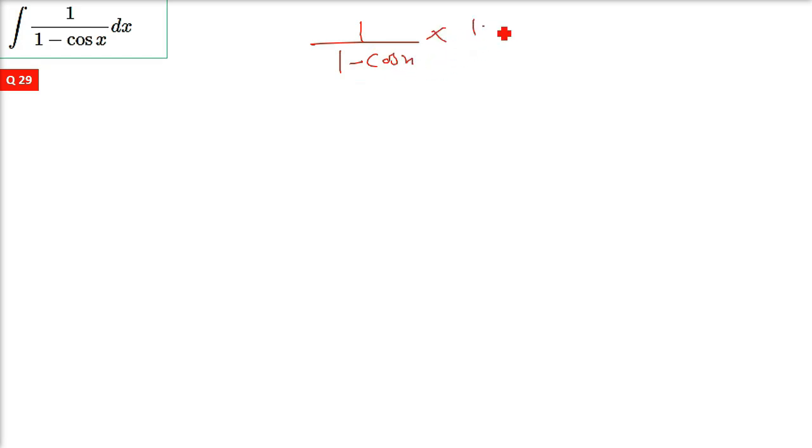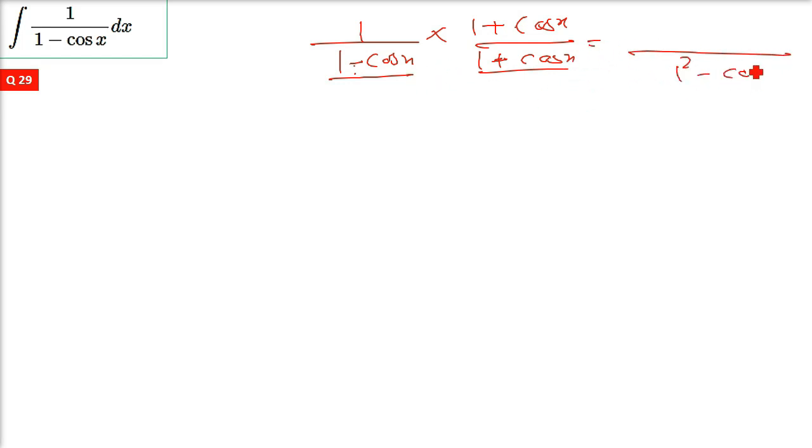Rationalize means you have to multiply it by 1 plus cos x divided by 1 plus cos x. Negative will become positive, positive will become negative, and multiplication will be done. So we need to form the a minus b, a plus b formula. A square minus b square is a minus b into a plus b. A is 1 here and b is cos x. So 1 minus cos square x is sin square x. The numerator is 1 plus cos x. So 1 plus cos x divided by sin square x it will be.